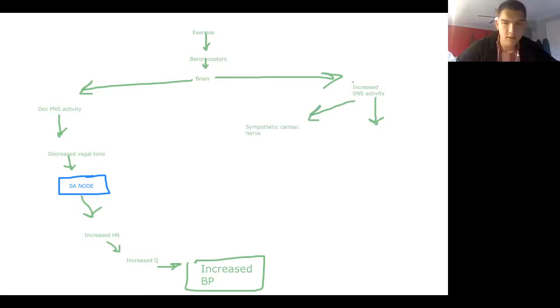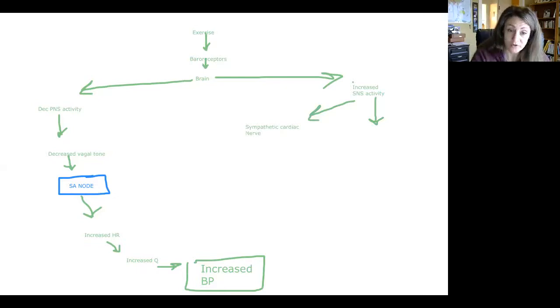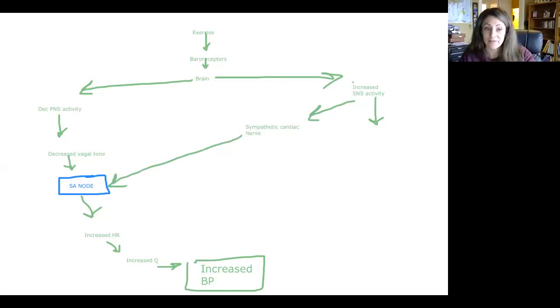The SA node, and it's going to cause an increase in heart rate. So we could draw that its own pathway heading to increased blood pressure, but we already have that pathway written over here. So that's the benefit of drawing a map like this. We can just connect it over there and we don't have to rewrite the same pathway because all of the effects of that are the same. So the sympathetic cardiac nerve will act on the SA node, causing an increase in heart rate, which causes an increase in cardiac output, which causes an increase in blood pressure.